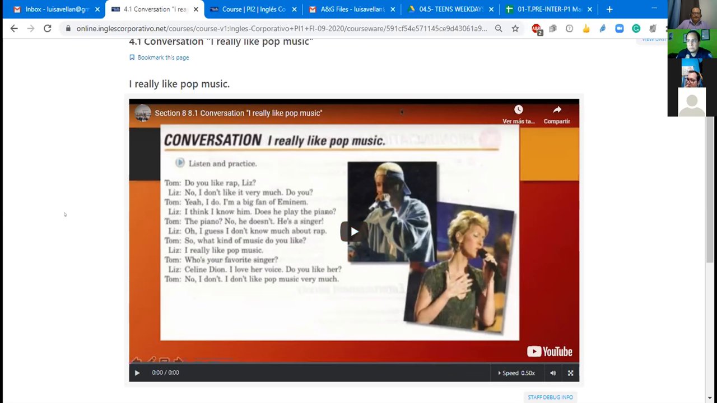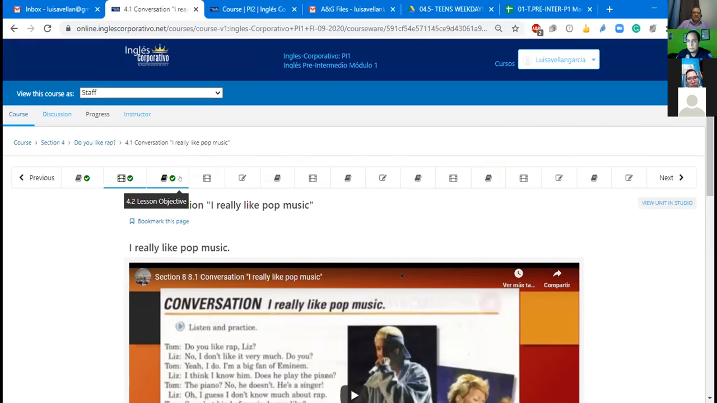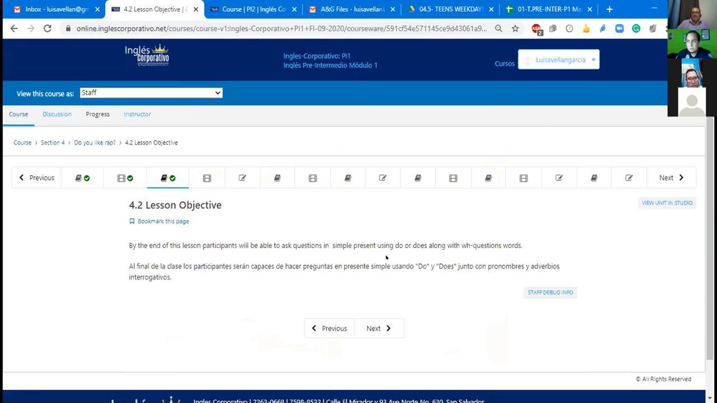Okay, now let's see. We have today the questions using simple present, using do or does. What do you remember about this? What do you remember about do and does? We use do when we use questions with the subject, which, let's say, with which subjects do we use do? You, he, she, they, we, what subjects do we use with do?